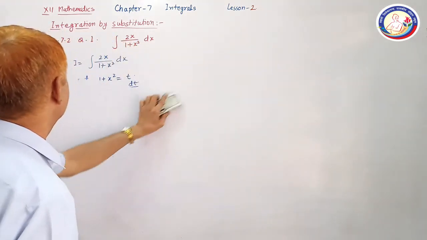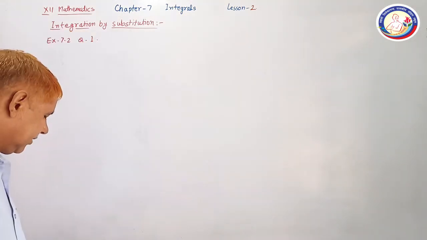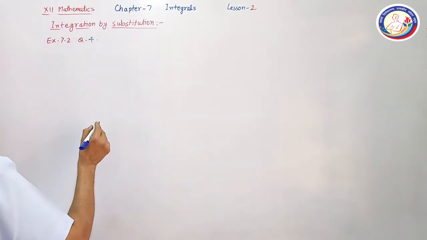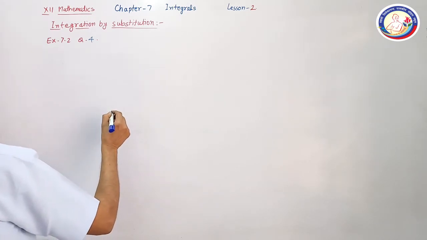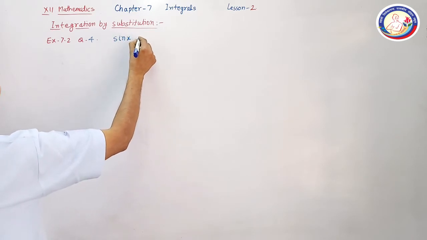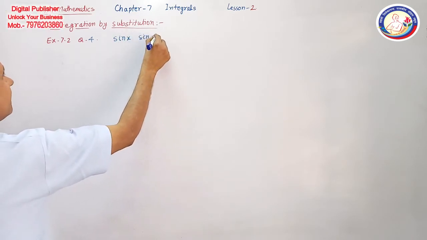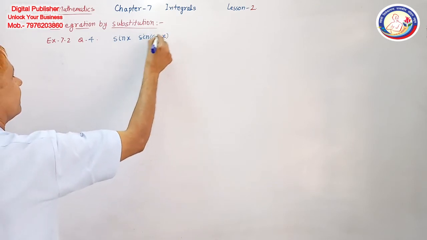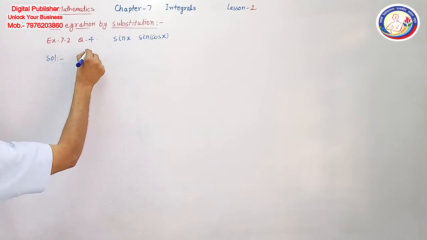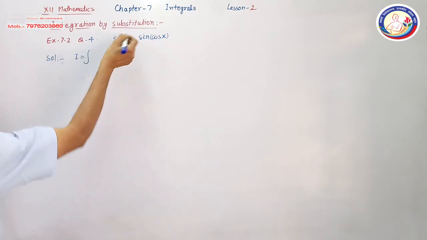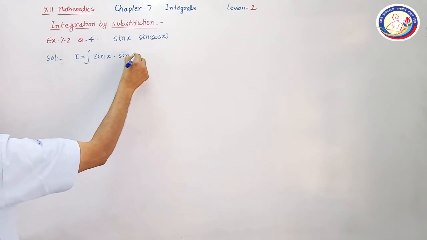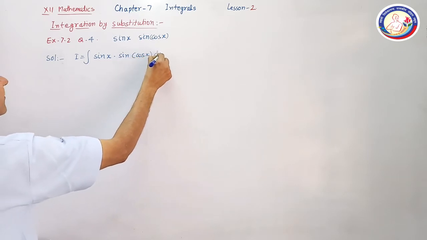Now I am taking another example. I am taking question number 4. It is easier. So first of all we must take easy questions. Sin of x multiplied by sin of cos x. Integrate this. Solution. We have to find the integral of sin x into sin of cos x dx.